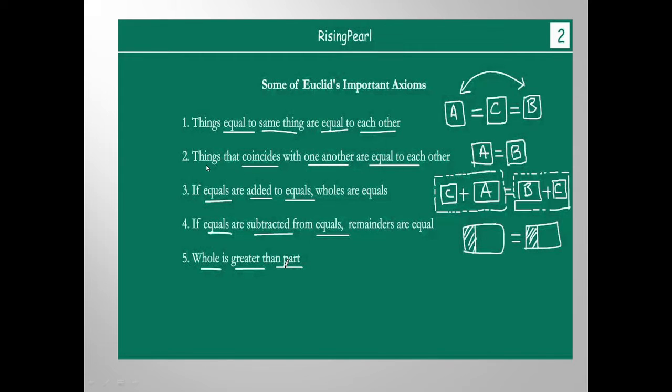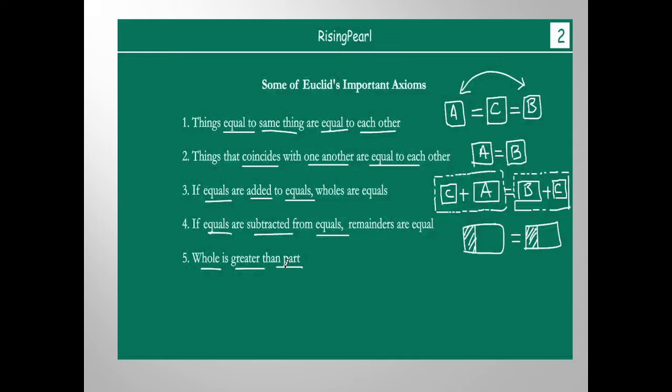And coming to the next one: things which coincide with one another are equal to each other. Take any two of your ninth class maths textbooks and place one on the other.